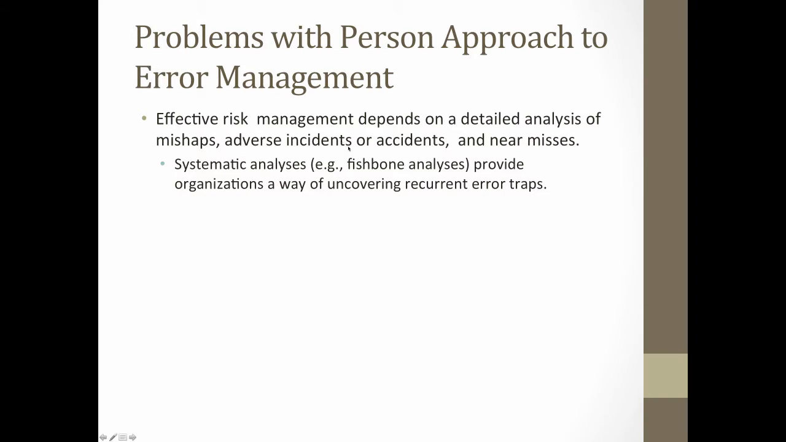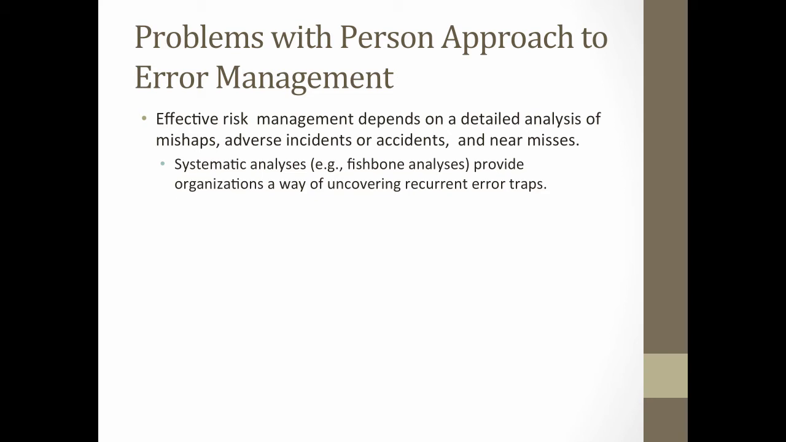All right. So given that effective risk management depends on a detailed analysis of the mishaps, the adverse incidents or accidents, and near misses, again, go back to Heinrich's triangle. Why are there so many near misses? Why are there so many potential problems occurring?